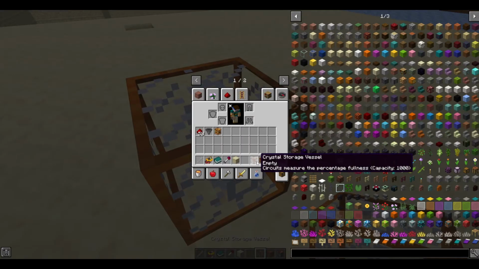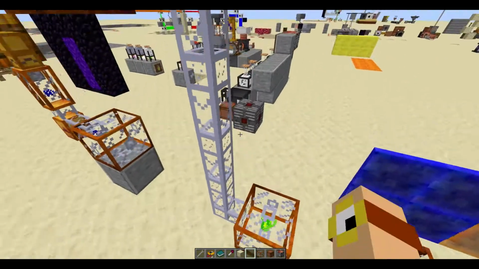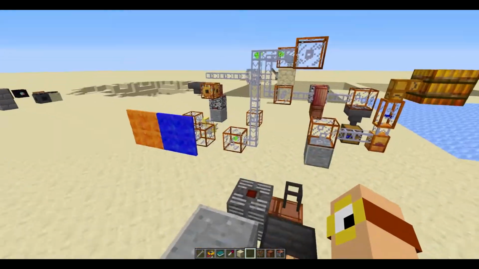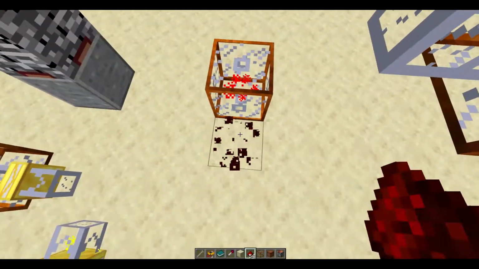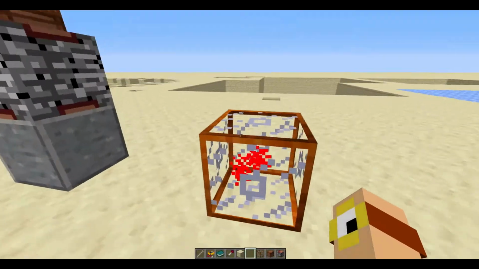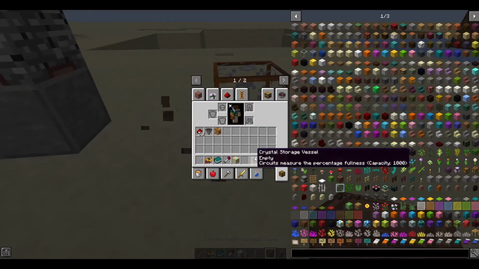And circuits and comparators can measure how full it is. So again, you can interact with it like files and flasks by right-clicking and right-click items in and out. And hoppers can put items in and out. But you can't connect, for example, a heat cable to it.